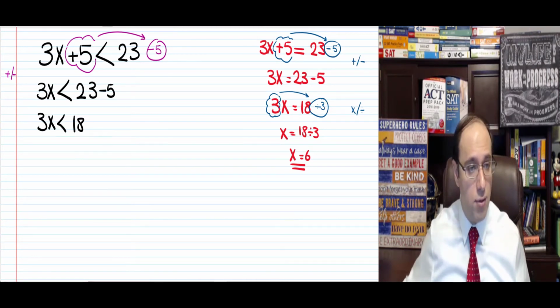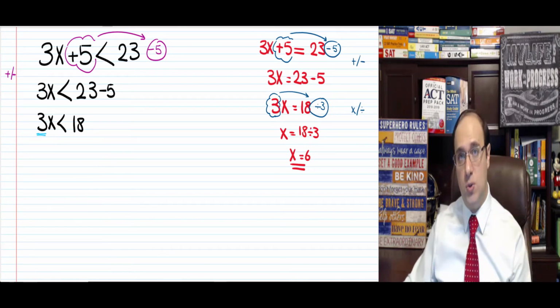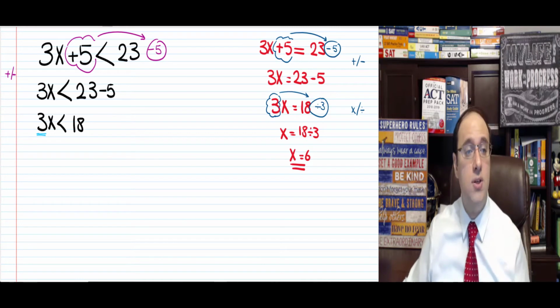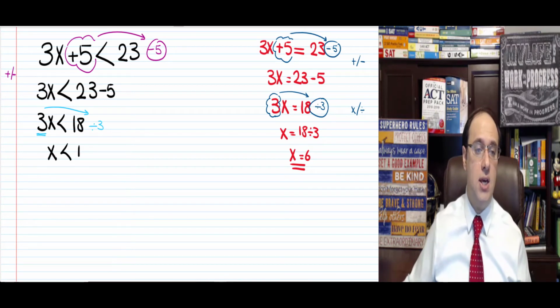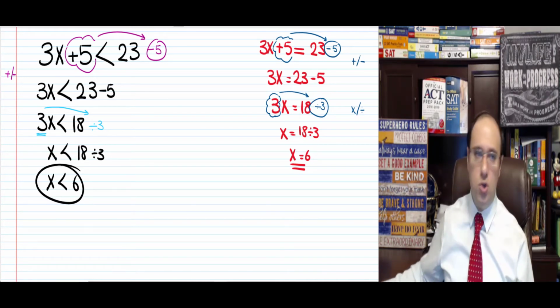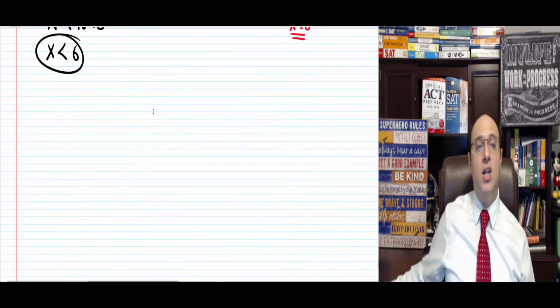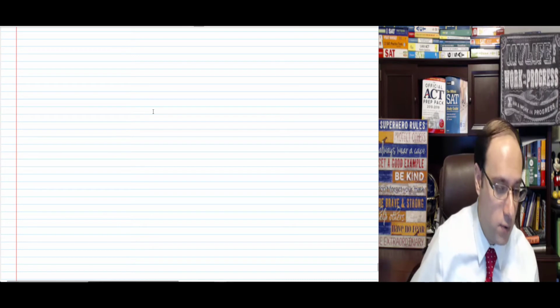Now we want to get rid of the 3 because we just want x by itself. 3x is 3 times x is x times 3, so it goes as divided by 3. Okay, this leaves us with x is less than 18 divided by 3, which means x is less than 6. Easy. Super easy. Okay, let's do one that's a little bit more difficult.